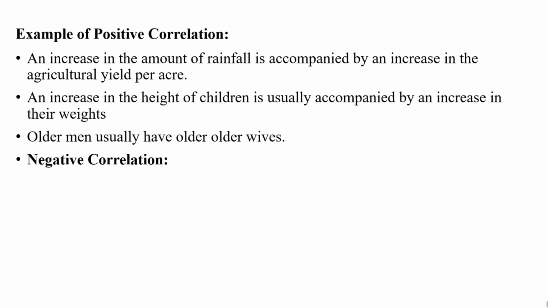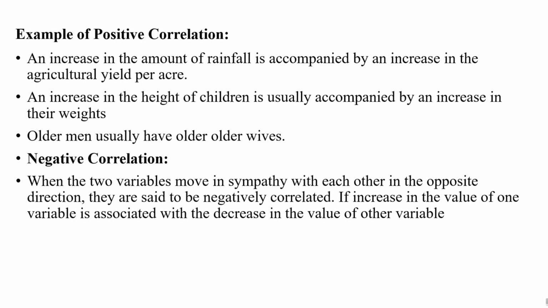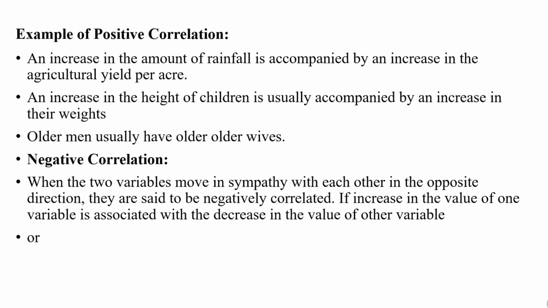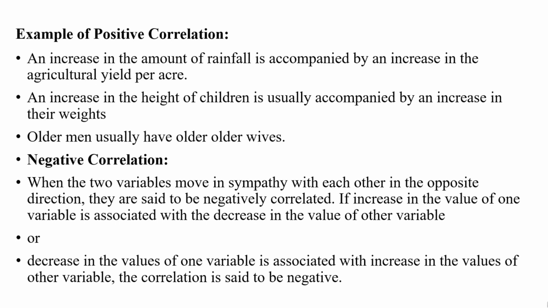So now what is negative correlation? When two variables move in sympathy with each other in the opposite direction, they are said to be negatively correlated. If an increase in the value of one variable is associated with a decrease in the value of the other variable, or a decrease in the value of one variable is associated with an increase in the value of the other variable, that correlation is said to be a negative correlation.